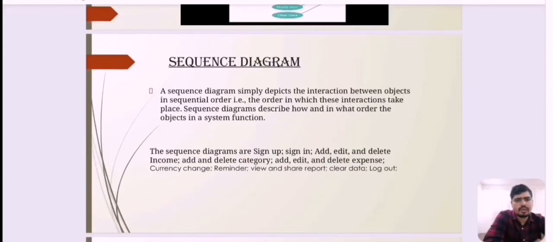Sequence diagram. A sequence diagram simply depicts the interaction between objects in sequential order. Example, in order in which this interaction takes place. Sequence diagram describes how and what order in object in a system function. The sequence diagrams are sign in, add, edit, and delete income, add and delete category, add, edit, and delete expense, currency change, reminder, view and share report, clear data, and logout.